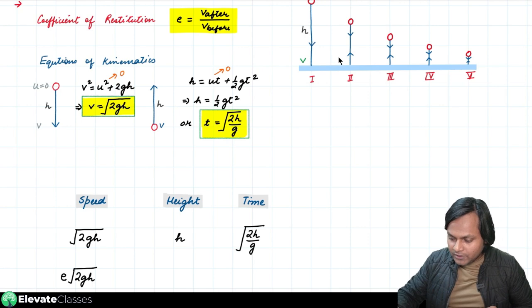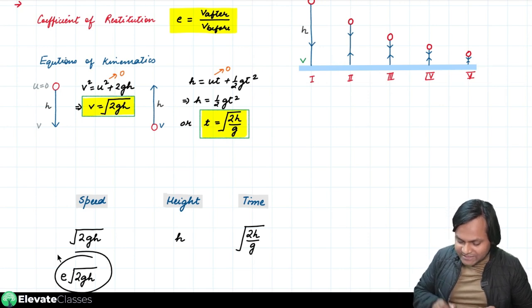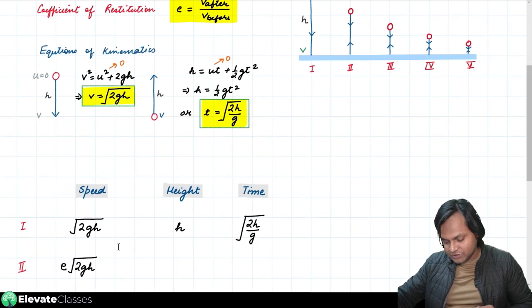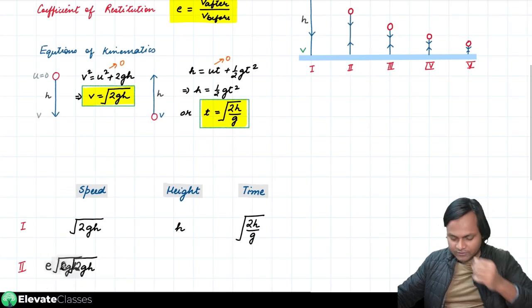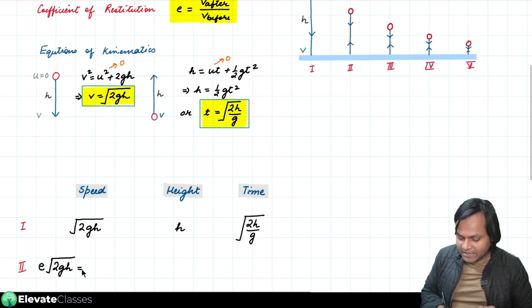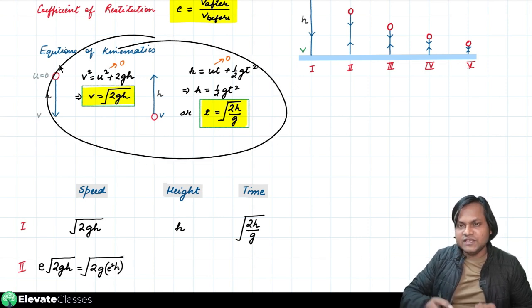So therefore, now for the second bounce, if I write it in this fashion, the initial speed is this much, because this is the initial speed, right? So how can I write it like this? How can I write it? So this can be written as root over 2g e square h.